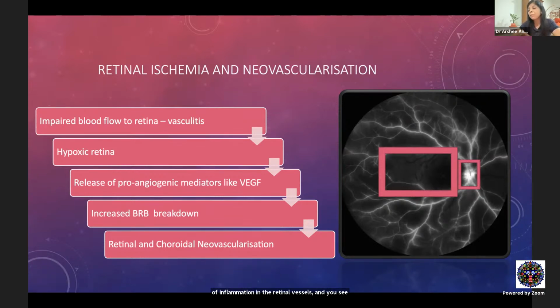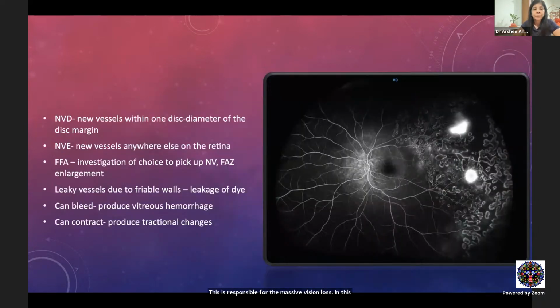There is no blood supply to that area. So you see these blood vessels devoid of any fluorescein there. So this is a capillary non-perfusion area. This is responsible for the massive vision loss in this patient. She had actually only hand movement vision in both the eyes.